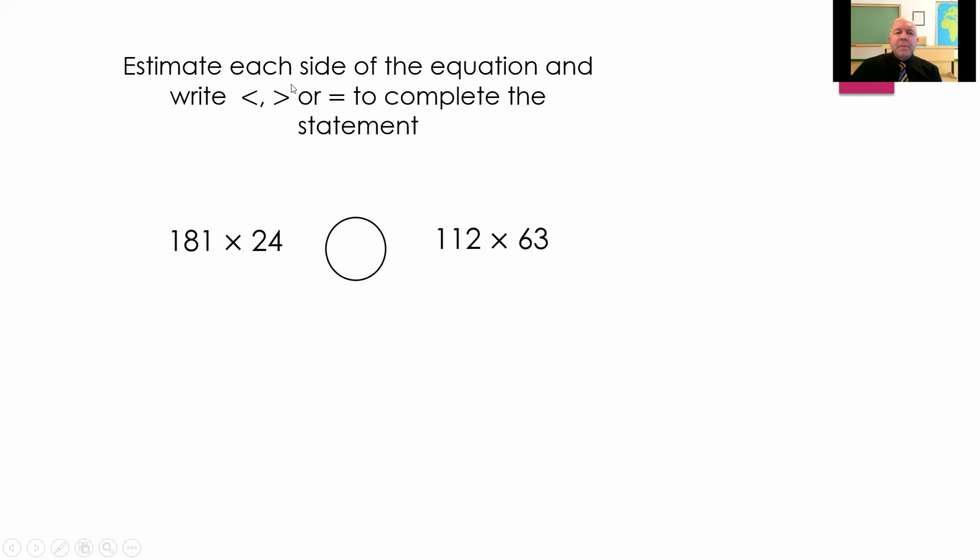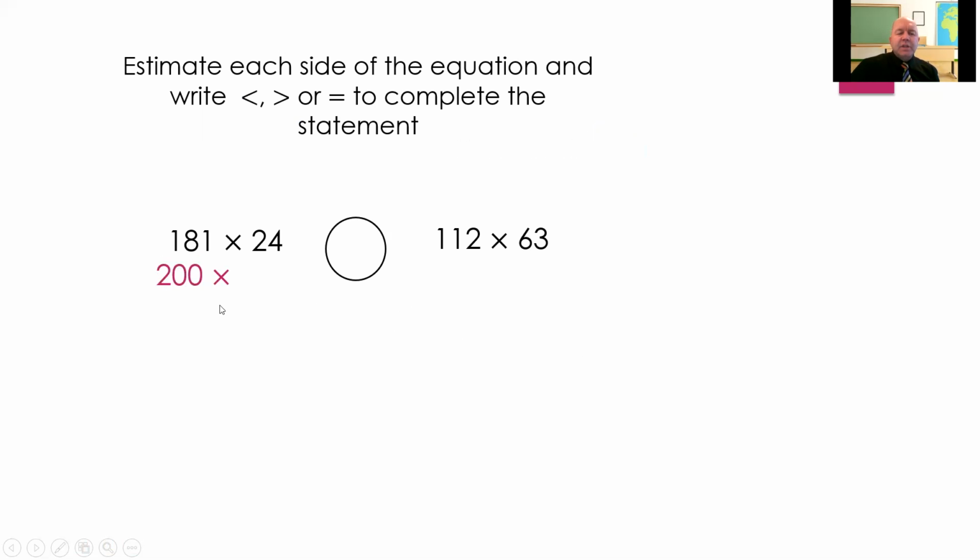Right. Estimate each side of the equation and write less than, greater than, or equal to complete the statement. So we've got 181 multiplied by 24 and 112 multiplied by 63. I would like you to round these numbers and make an estimation as to how big the answer is. Just have a think. Right, let's have a look.